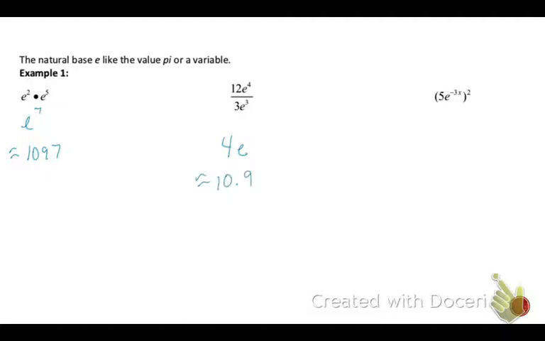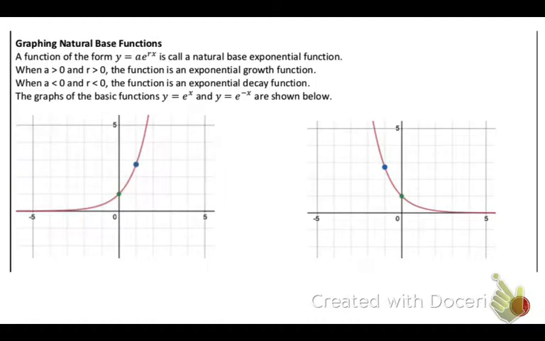And then finally, 5e to the negative 3x power squared, we need to square our 5, which is 25, and then we would just multiply our powers there, and that's all that we could do with that problem because we don't know what x is. So just a few problems practicing properties with that natural base.